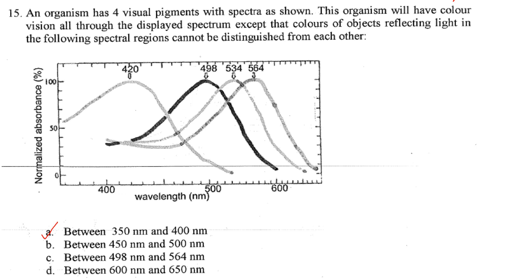An organism has 4 visual pigments with spectra as shown. This organism will have color vision all through the displayed spectrum except that colors of objects reflecting light in the following spectral region cannot be distinguished from each other. So which spectral region can you not distinguish the objects in? That will be around here, nearly around 350 over here and around 400 nanometers. That is over here. You cannot distinguish between the colors.